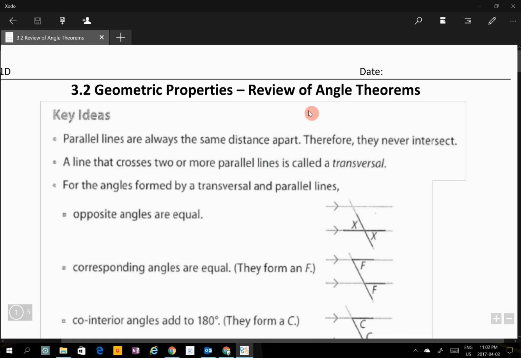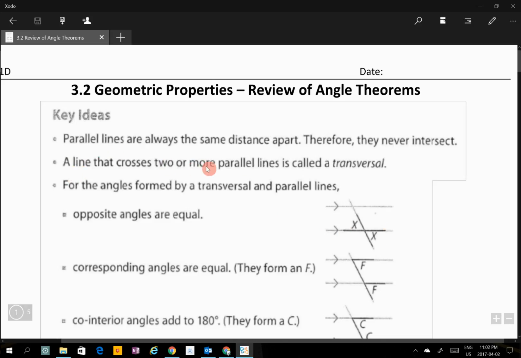3.2 Geometric Properties, Review of Angle Theorems. So some key ideas in this lesson here are parallel lines are always the same distance apart, therefore they never intersect. So these are parallel lines, right? No matter where you go from, this spot here is always the same distance. This spot here is always the same distance no matter what. So these are parallel lines.